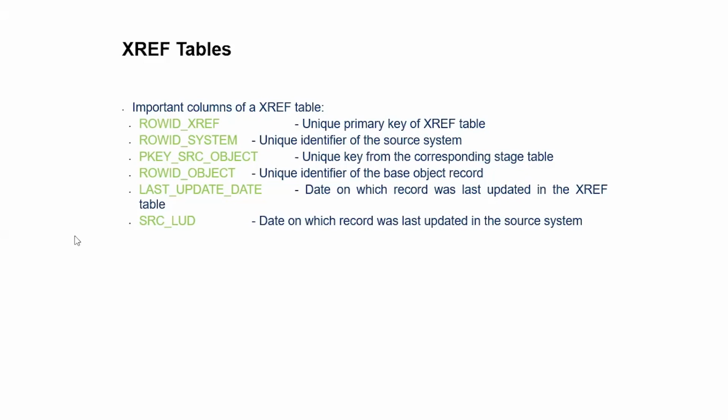Last update date shows when those records were last updated, and source LUD: during the creation of the record from the source system, this value gets updated. Later, on incremental load for data updates, only the last updated date value will be updated for that particular source system record.